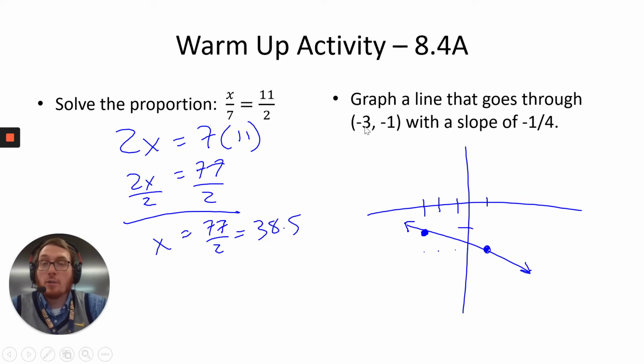The next question deals with graphing lines. Remember, when we graph lines with a point and slope, we want to deal with the point first. So I'm going to plot the point negative 3, negative 1. Negative 3 in the x and negative 1 in the y. So that would be to the left 3 and down 1. That's what that ordered pair would be.